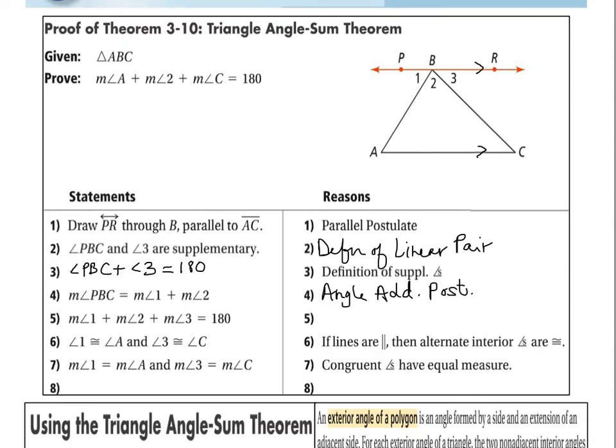Now, step 5 is going to tie into 3 and 4. If you look at 3 and 4, in step 4, PBC is equal to 1 plus 2, and then in step 3, we have PBC plus 3 equals 180. So we're tying these two together. What they've done is taken angle PBC and replaced it with angle 1 plus angle 2. So now it's 1 plus 2 plus 3 equals 180. This is the substitution property.